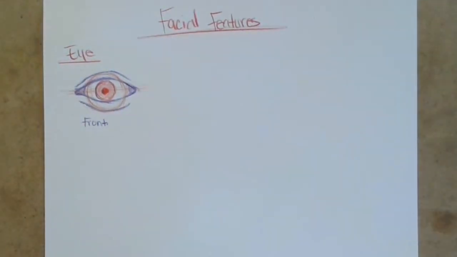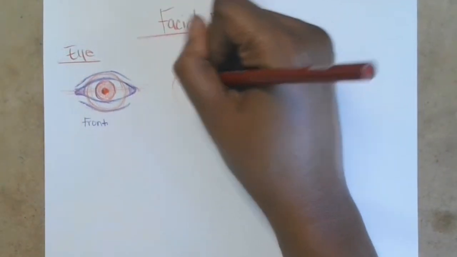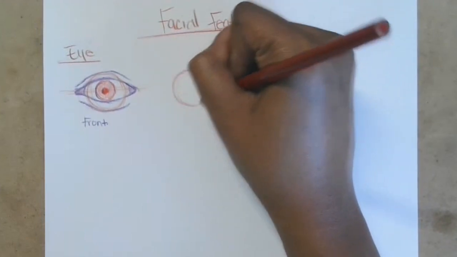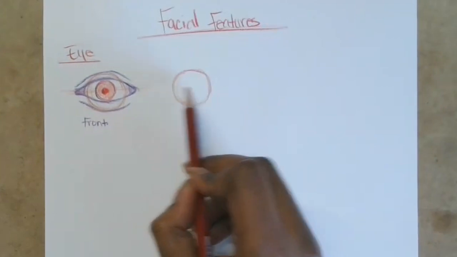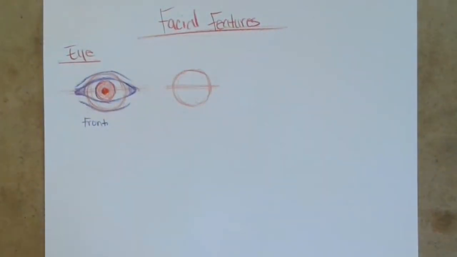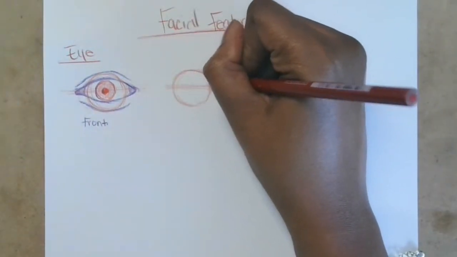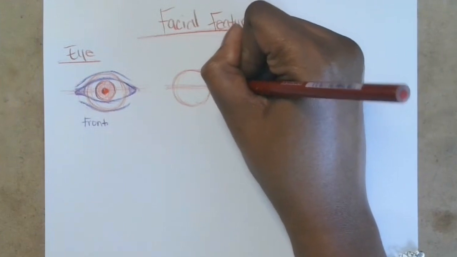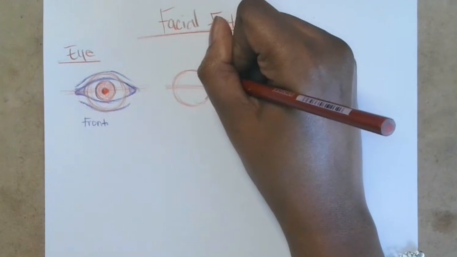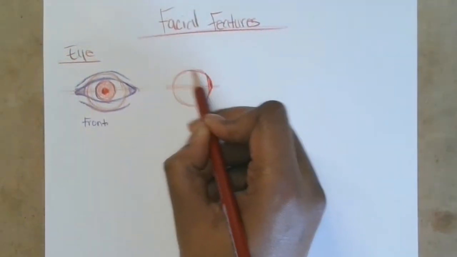Now I'm going to draw the side view of the eye, starting with the circle again, because your eye is a sphere or a circular shape. Sketch that center line. Then I'm going to sketch that iris and pupil again. Now from the side view, your iris kind of sticks out a little bit. Somewhat like that.